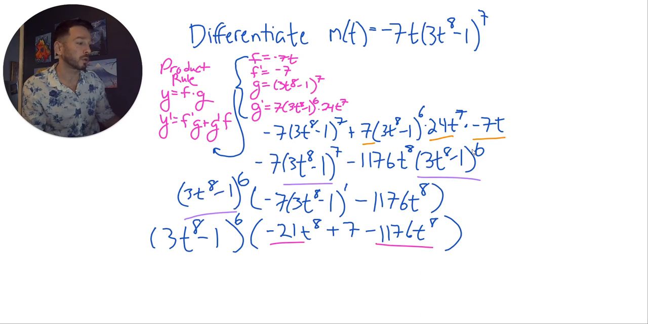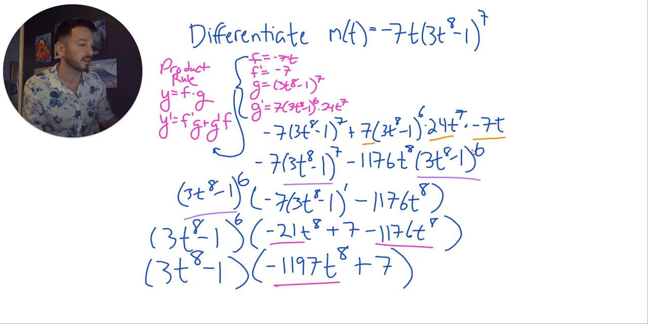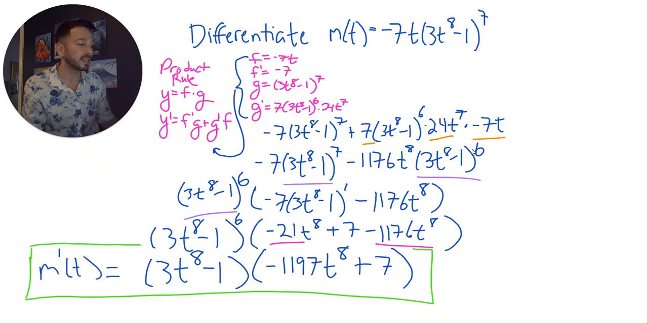And now we can do a little bit more bookkeeping. We distribute the negative 7, and now we have some t to the 8th that we can collect together. This is about it. You could FOIL this if you wanted to, but this is our derivative.